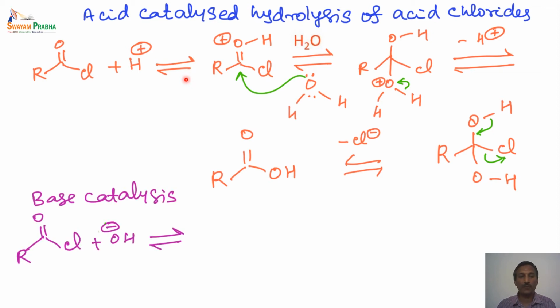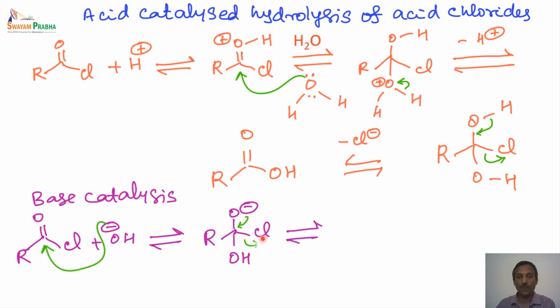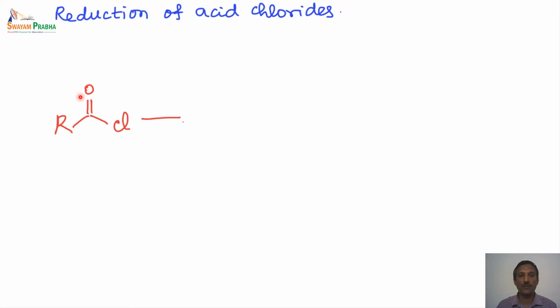So this is how the acid catalyzed hydrolysis of acid chlorides happens. And in the case of base catalysis, the base first adds to the electrophilic carbon and we end up with this particular intermediate. This intermediate actually loses the chlorine to produce the corresponding carboxylic acid. So this way acid chlorides undergo either acid catalyzed or base catalyzed hydrolysis to produce carboxylic acids.